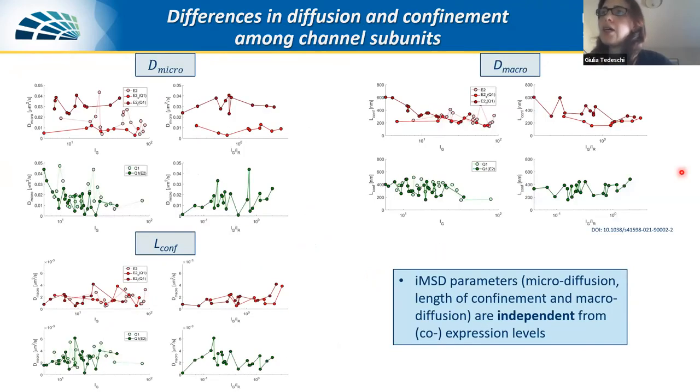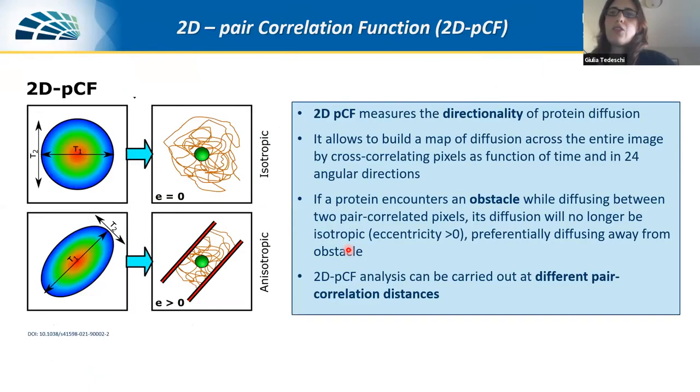We also tested if there was some dependency of these parameters on the expression level. Here we based that on the intensity. At least for the range of intensities, the expression levels that we were considering, we didn't see any dependence on the expression levels for any of these parameters, no matter if the proteins were singularly expressed or co-expressed. Okay, so that was our finding for MSD, the first kind of analysis that we did.